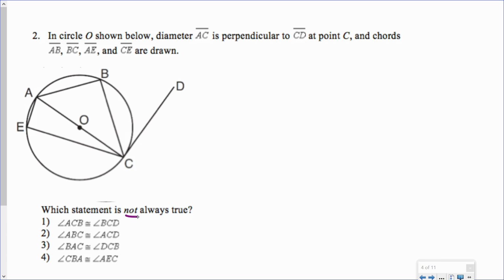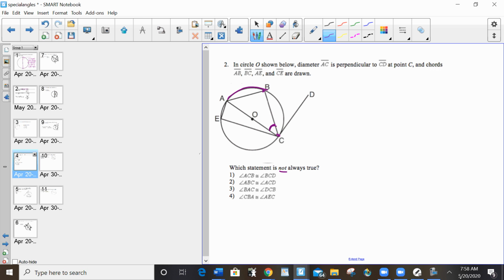So choice 1, angle ACB. ACB is this angle right here. It's inscribed. What arc does it intercept? Well, it intercepts AB. I'm going to get some different colors here. So if the other angle also intercepts AB, then they must be congruent. So the other angle is BCD. BCD is right here. This piece goes to B. This piece leaves at C. This one has BC as an intercepted arc. Are those arcs the same? No. Do I know that they're congruent? No. So I don't know that that one is true.